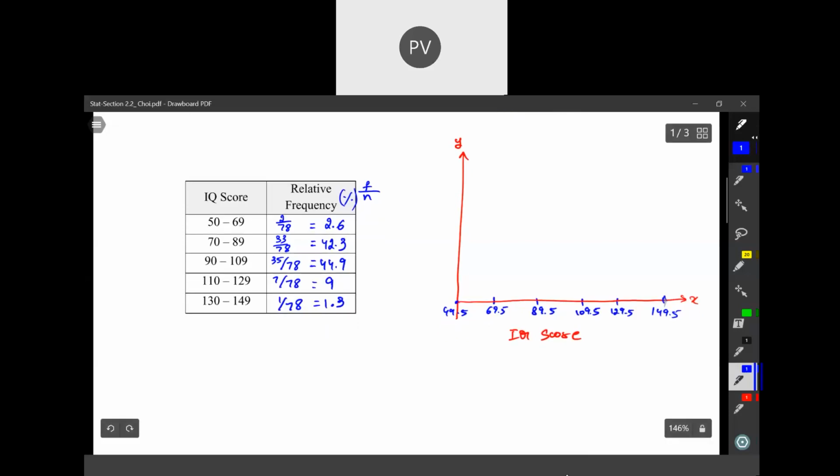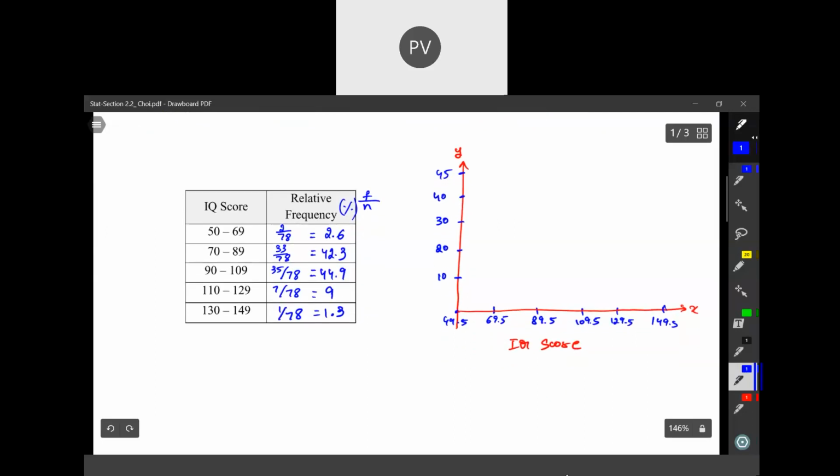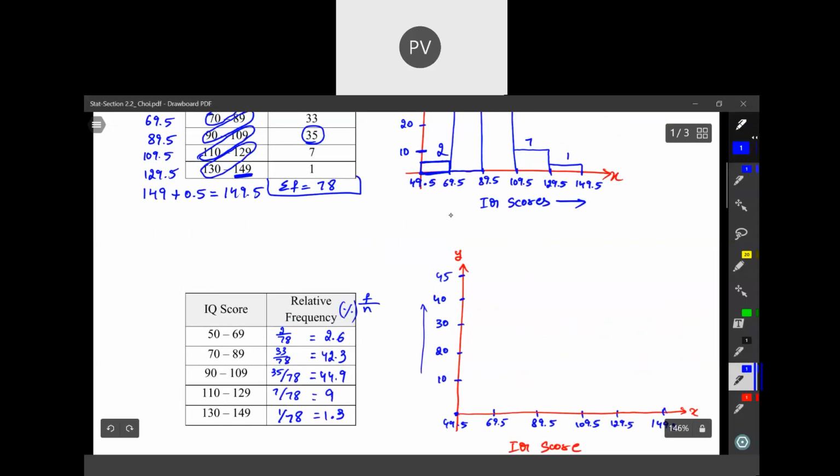So I can start from 10 again, 10 percentage, 20, 30, 40, or even say 45. 45 is the most. Okay. Now this is your relative frequency.